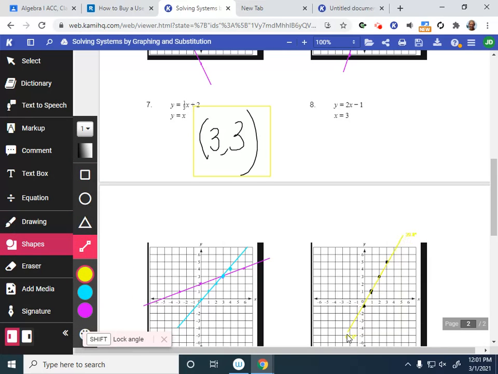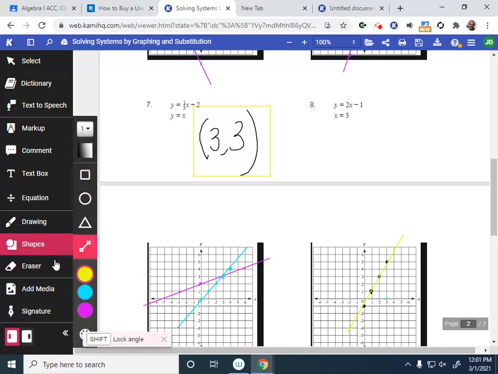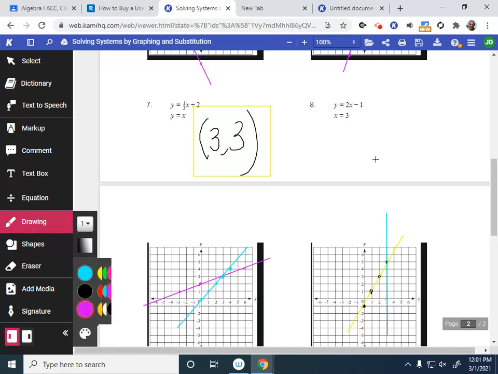Oh gosh, I keep using colors I don't expect. It's okay. And then I have x equals 3. So what does that look like? That's a vertical line over at x equals 3. So I don't really need to put a point if I don't want to. I can just graph at x equals 3. There's my line. There's my intersection. So my answer is 3, 5.